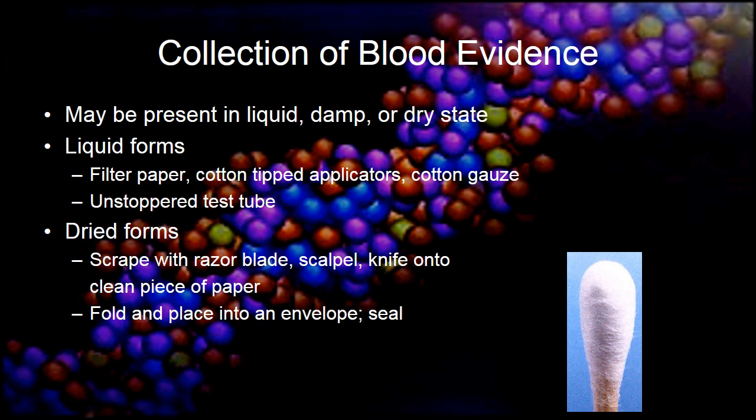Obviously, again, we can find blood in many different forms, including liquid, damp, or even a dry state, and that makes a difference in how we collect it. For liquid forms, cotton paper, cotton-tipped applicators, filter paper, and cotton gauze are often used, and we put them in an unstoppered test tube for later freezing. For dried forms, we'll scrape them off with a clean razor blade, scalpel, or knife onto a clean piece of paper, and fold that and seal it twice, in an envelope and then in another envelope.